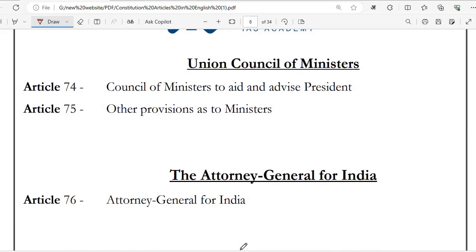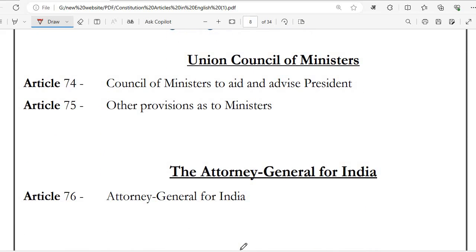Union Council of Ministers, Article 74: Council of Ministers to aid and advise the President, according to which the Indian President is a nominal head, but the actual head, the de facto head, is the Prime Minister. So the Indian President is bound to act on the advice of the Union Council of Ministers, and this council is headed by the Prime Minister. The President can only return the advice once to the Council of Ministers.